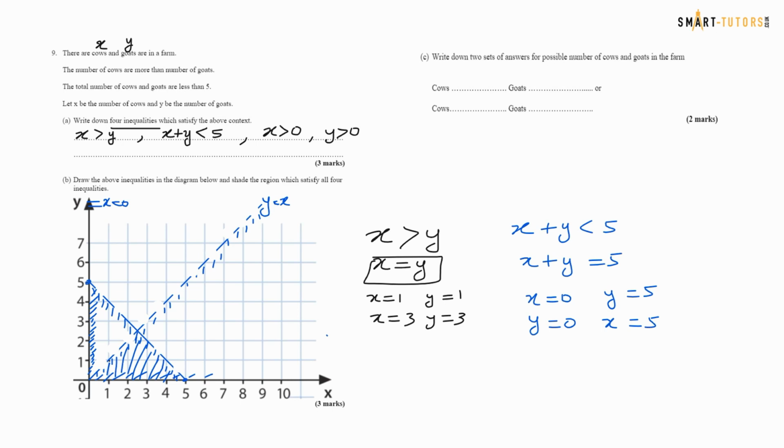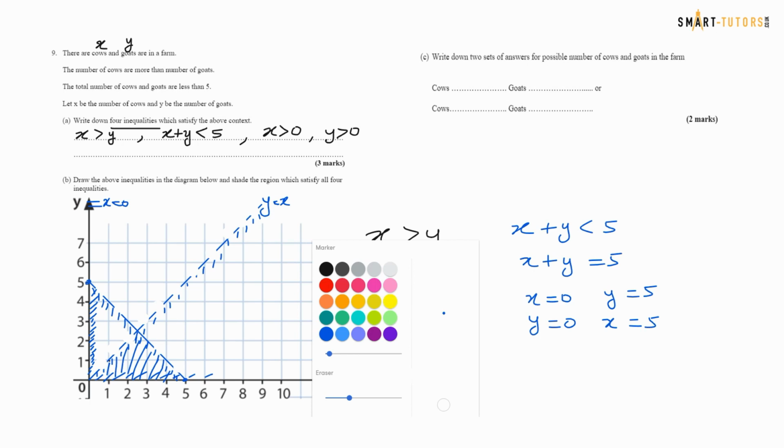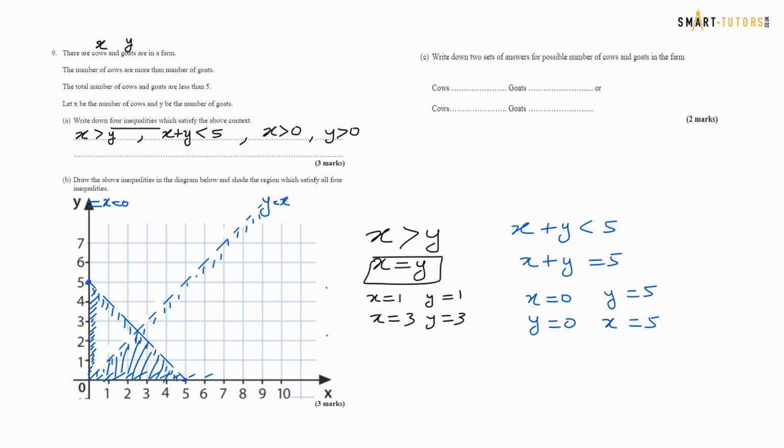So that is the answer for the 3 marks and 3 marks. We got 6 marks already. I'm changing to, let's say, a red color, right? Write down 2 sets of answers for the possible number of cows and goats in the farm. In this region I can clearly see 2 integers satisfying the coordinates: 2, 1, where 2 is on the x-axis, x is the cows. So cows can be 2 and goats can be 1.